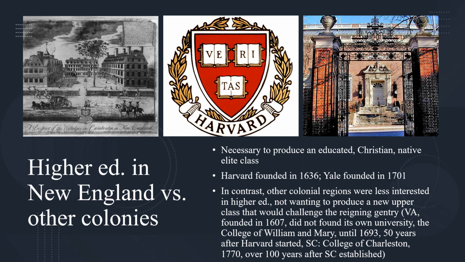In contrast, Virginia did not put an early emphasis on education like the New England colonies did. Though it was an older colony, Virginia did not establish its first college or university, the College of William and Mary, until 1693, over 50 years after Harvard opened its doors.